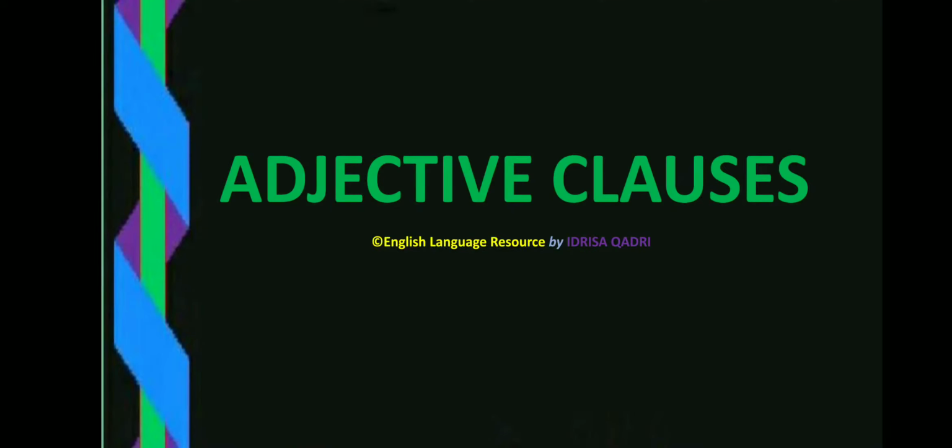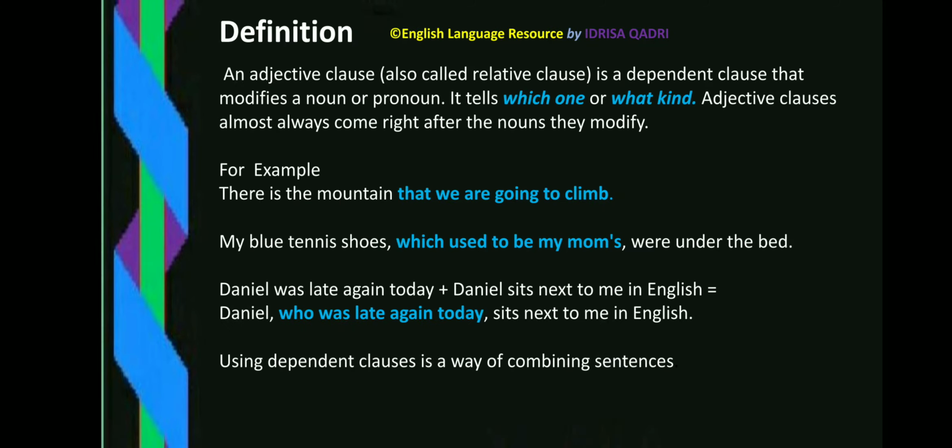Hello everyone. In this presentation of English language resource, we'll have a quick insight of adjective clauses and various related aspects. An adjective clause is a dependent clause that modifies a noun or pronoun. It tells which one or what kind. Adjective clauses almost always come right after the noun they modify. For example, there is the mountain that we are going to climb.